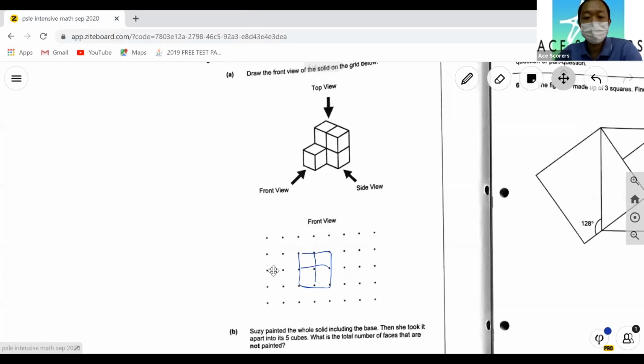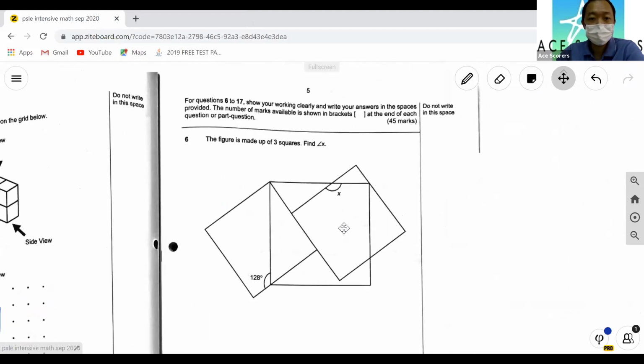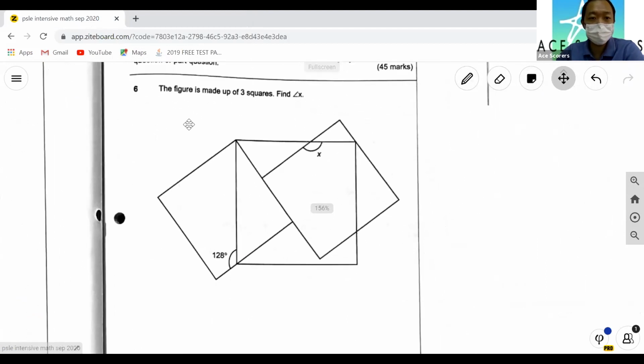Next. Okay, so this is the one. That's what it's talking about. So next one. Okay, this is simple. The figure is made up of 3 squares, find angle x. How do we find angle x here?